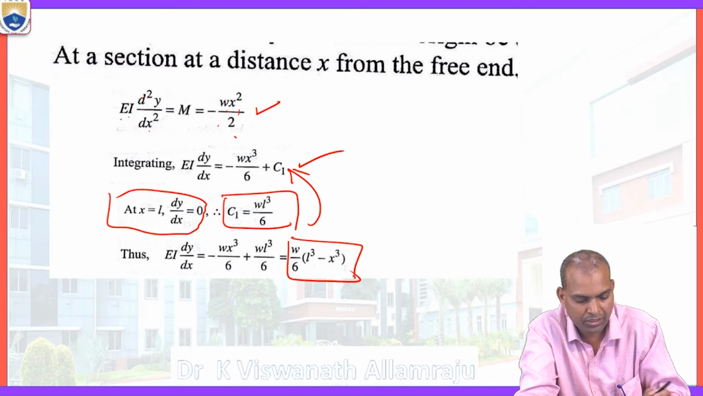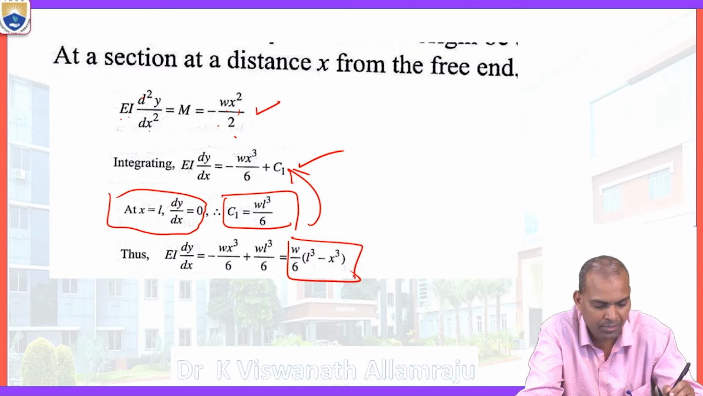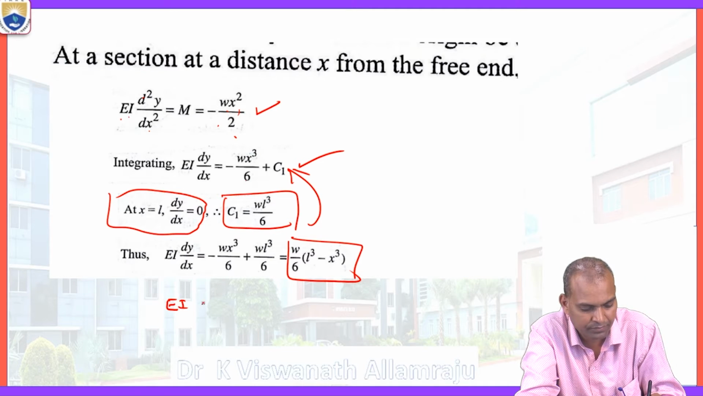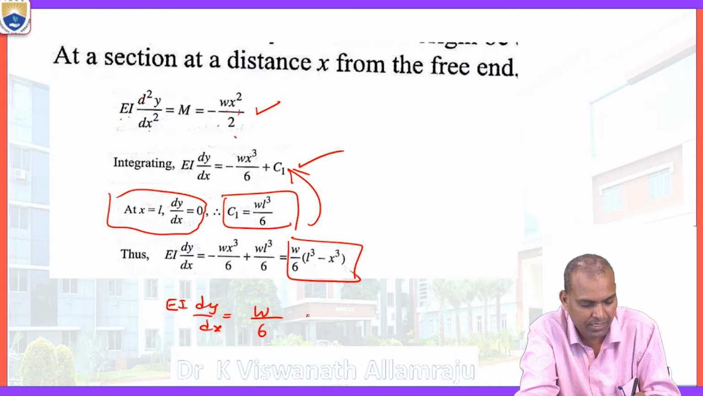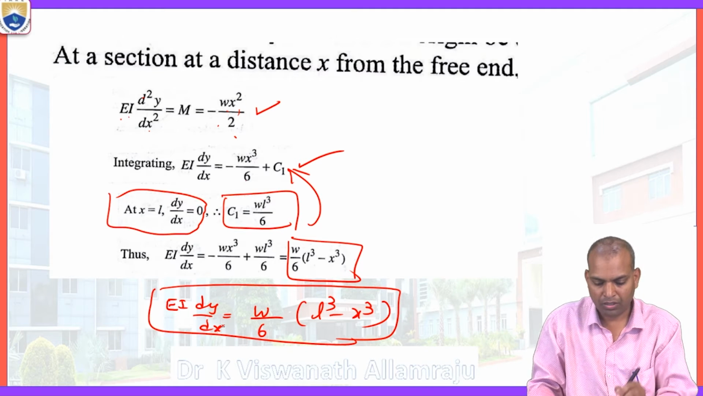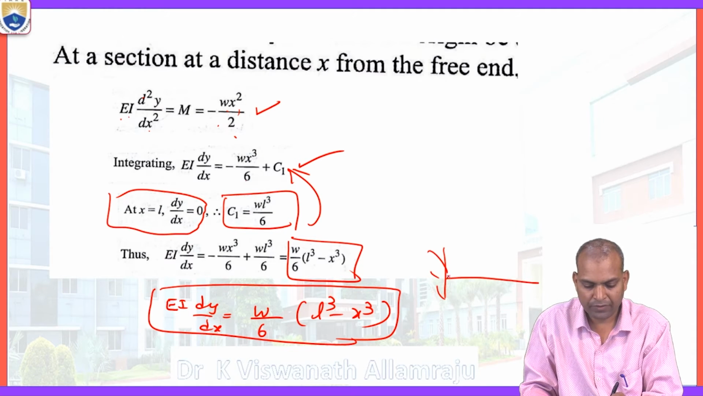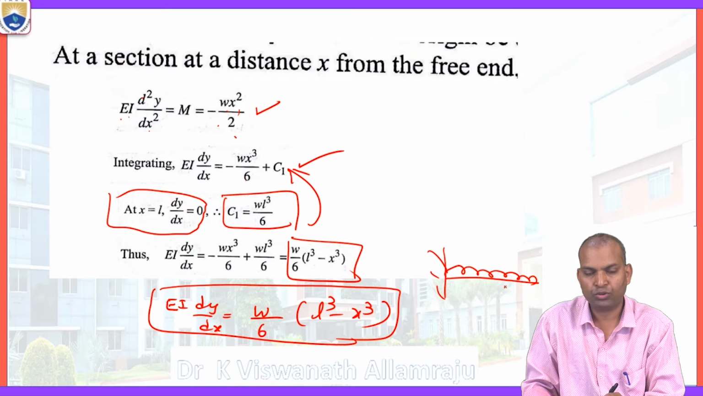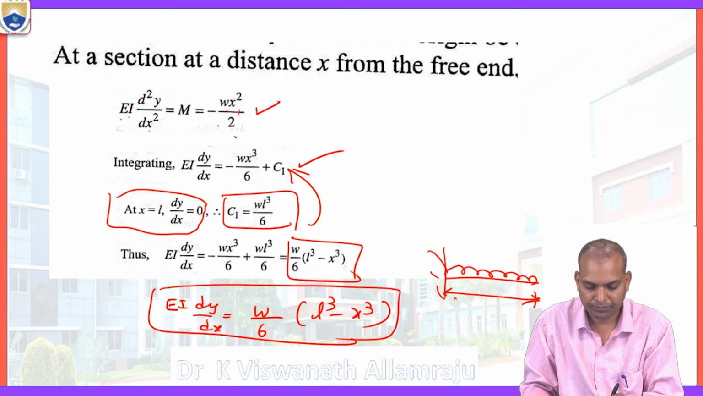Then the equation of the slope becomes EI times dy by dx equal to w by 6 times L cube minus x cube. This equation is the slope equation of the cantilever beam subjected to UDL throughout the span of the beam.